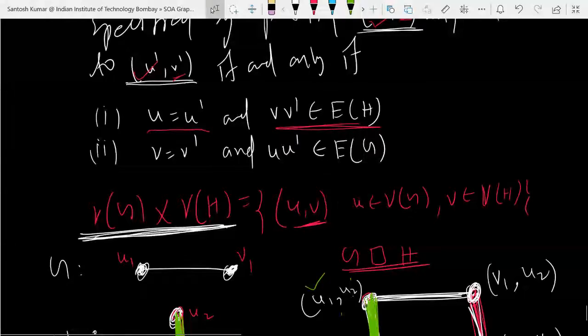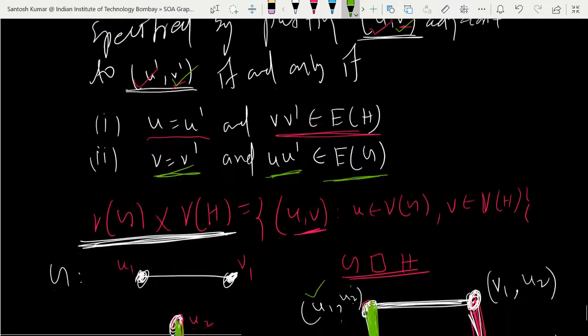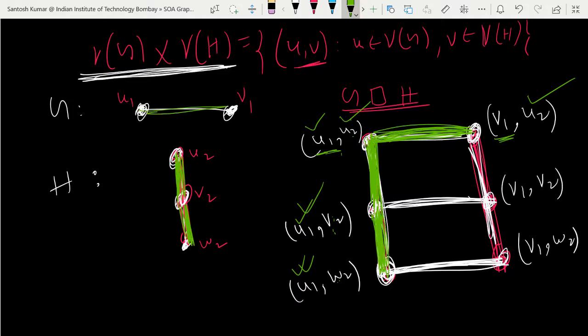Now the second condition: if v1 is equal to v2, I mean v is equal to v dash, the second elements in both ordered pairs are the same, then in that case u u dash must be an edge in G. So see here, now you look at this, you see u2 and u2 are the same. So the first one is u1 here and v1, so u1 v1 must be an edge in G. So u1 v1 was an edge in G.